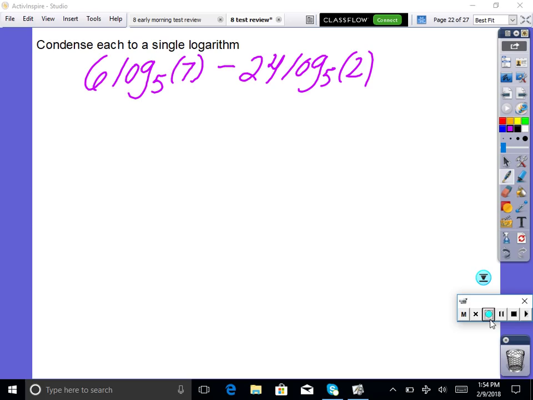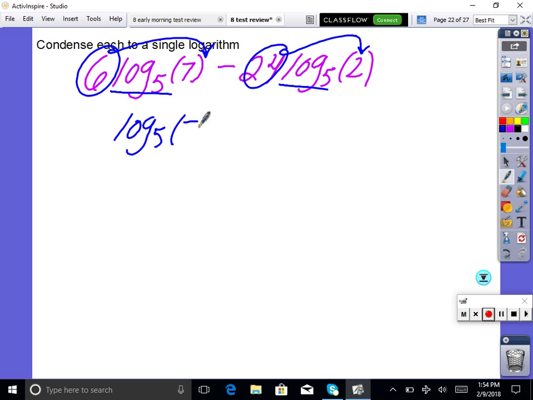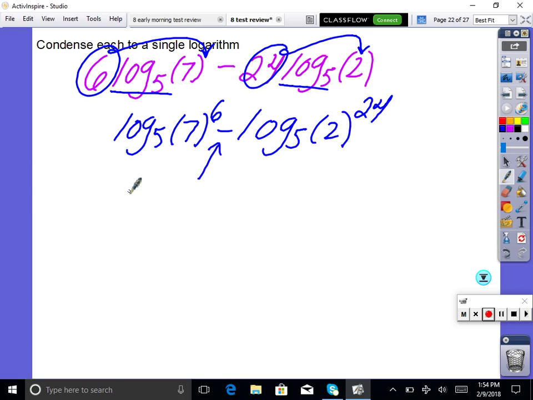Condense each expression to a single logarithm. So we're doing this again. First of all, we have to put the log base 5s together. Well, we cannot do that unless we've taken care of the exponents. So we would have log to the base 5 of 7 to the 6 minus log to the base 5 of 2 to the 24th. And then it says put it as one logarithm. When you subtract, you divide. So you go like this. Don't write 2 divided logarithms. That defeats the purpose. We only want one log written.